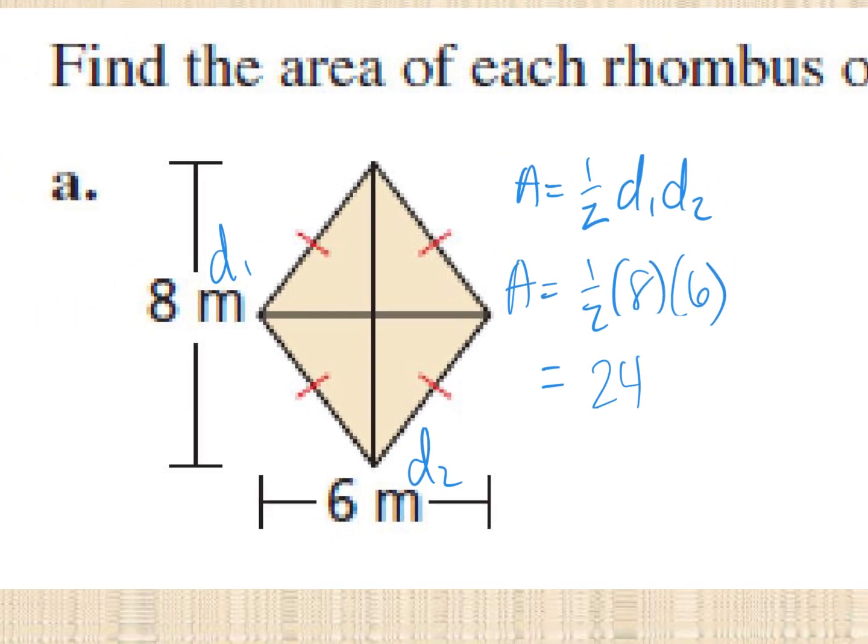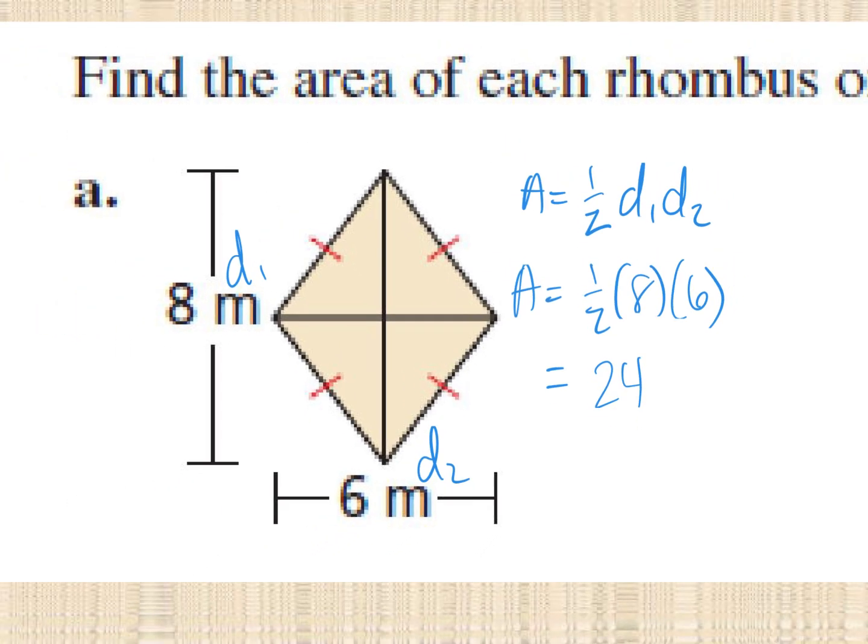24. Now, be very careful about your units here, peeps. Meters? Squared. Why squared, people? It's an area. It is that easy. No? Bryson? What does the D mean? Diagonal. Okay, so diagonal 1 and diagonal 2.